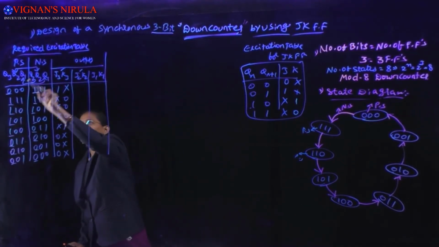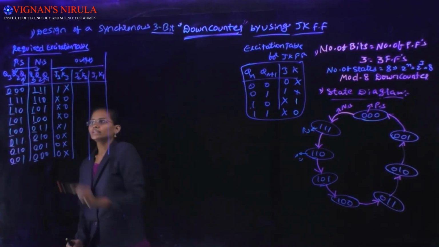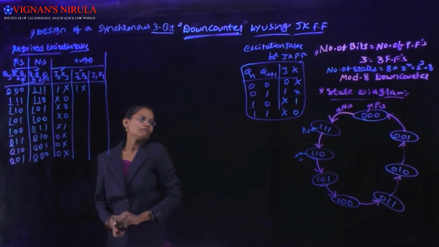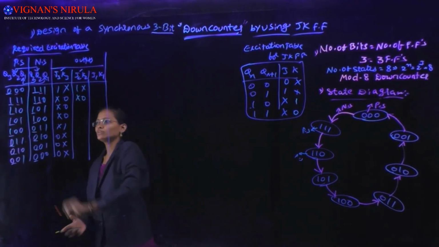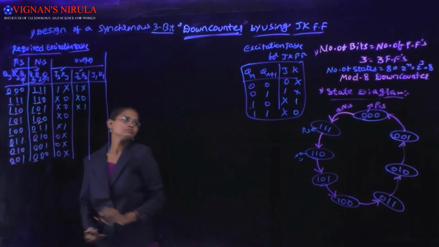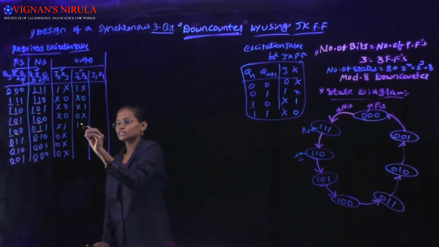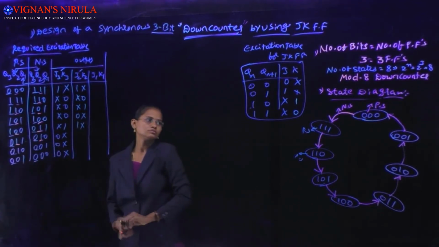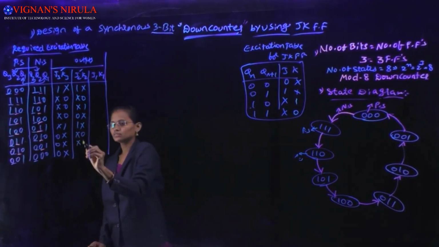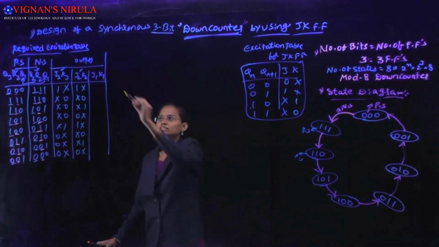Now observe the J2 K2 outputs. Observe the Q2 present state and Q2 next state. 0 to 1 gives 1x, 1 to 1 gives x0, 1 to 0 gives x1, 0 to 0 gives 0x, 0 to 1 gives 1x, 1 to 1 gives x0, 1 to 0 gives x1, and 0 to 0 gives 0x.